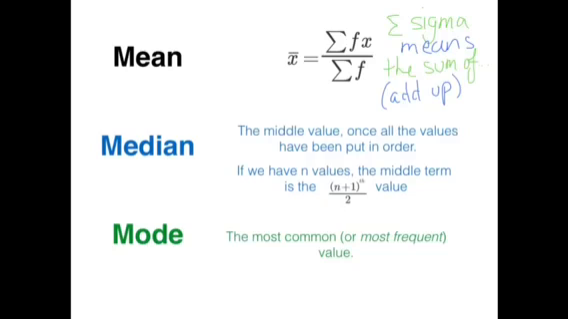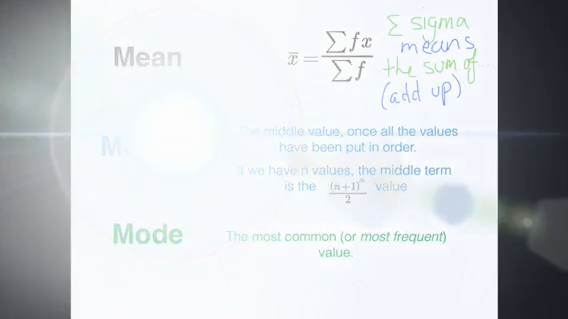The final average to find is the mode, and it's perhaps the easiest. So the most common, or the most frequent. The one which has the biggest frequency in a frequency table.